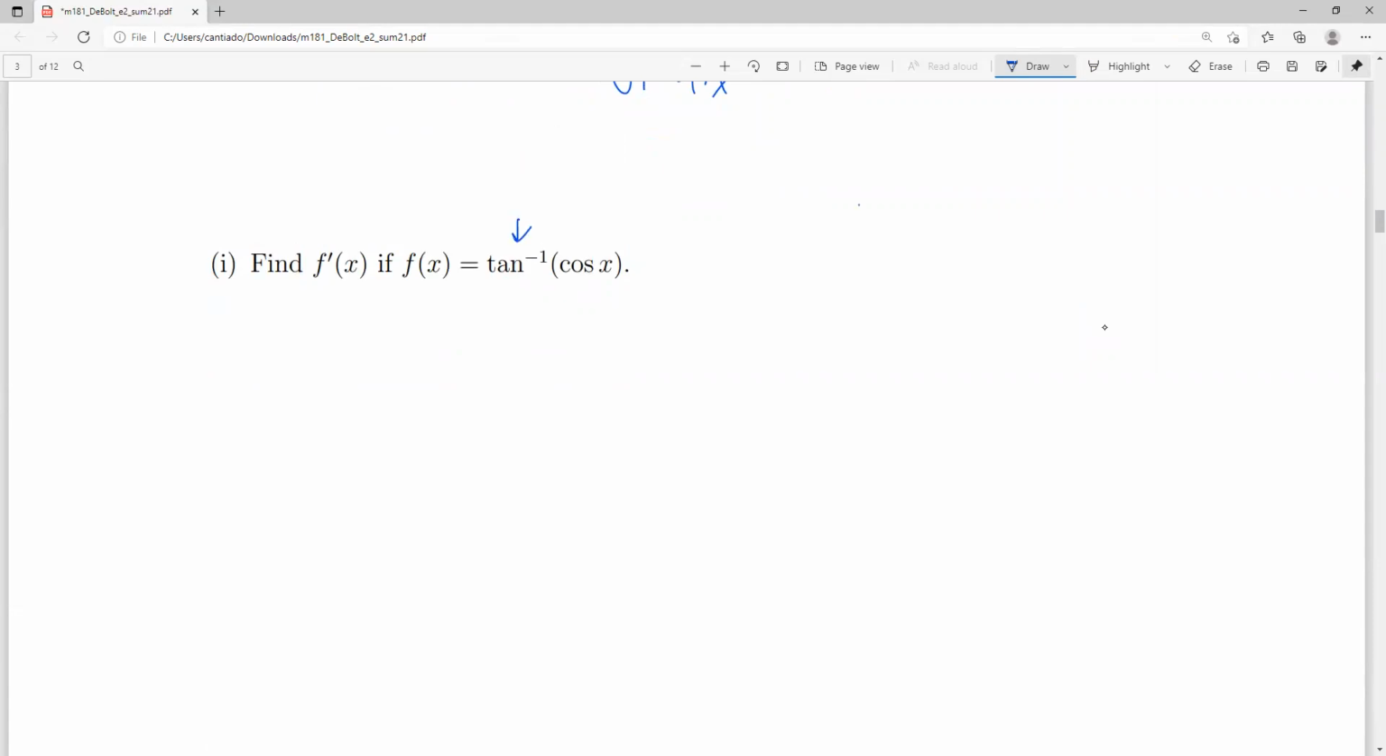And just in case you don't remember, the derivative of tangent inverse is equal to 1 over 1 plus x squared, right? But in this case, we're not using x, we have cosine x. So we have to do chain rule again. So this is your out, this is your in, right? So let's go ahead and try to find the derivative.